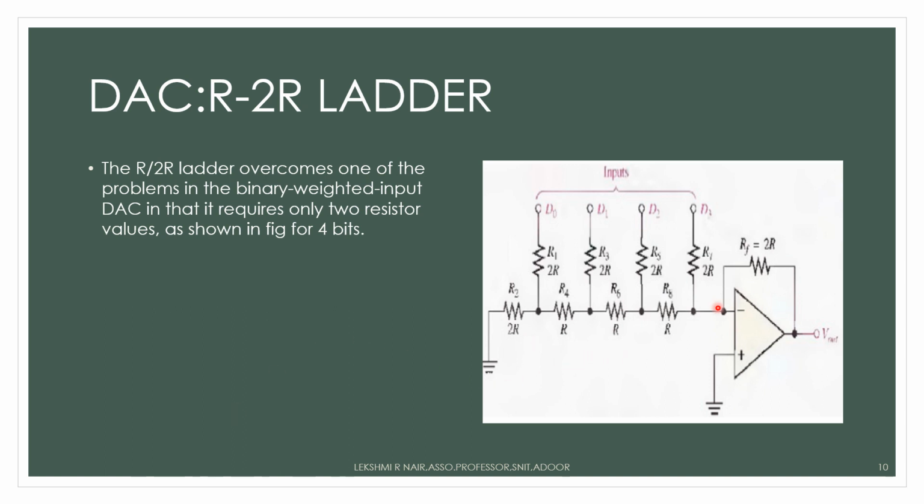Here we can see that resistors with R values are connected like this, and finally this pin is grounded by using a 2R. Then we are using 2R resistors for giving input bits and for making the feedback connection. Output is taken like this.